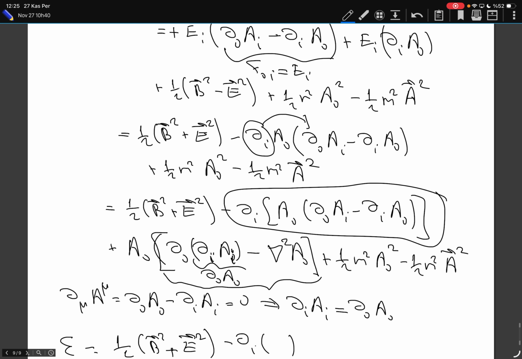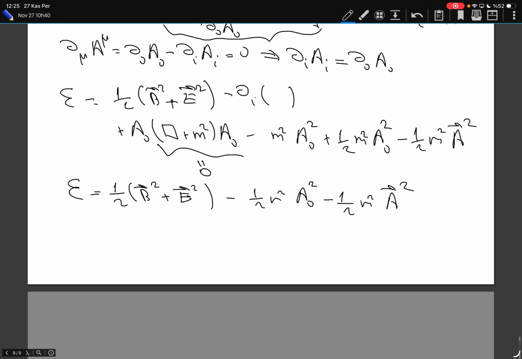Anyway, these terms should be positive. Let me just look at the sign mistake. Check the book. I will check my computation to see where I made the mistake. But if those are positive, I'm done. Energy momentum density is some positive number plus some constant energy density. That constant, well, I don't care, that's constant. The energy density is now bounded from below.